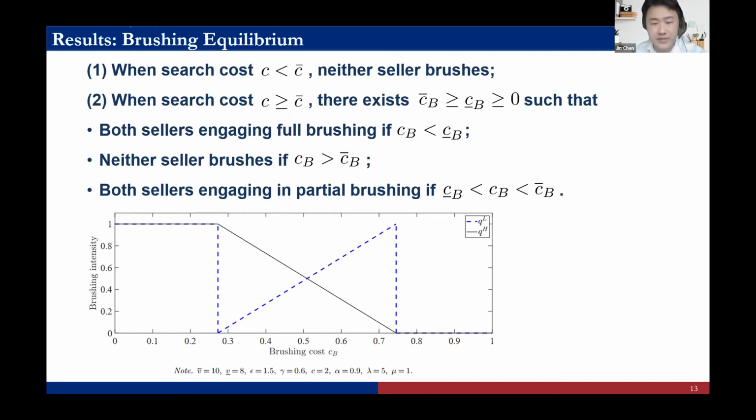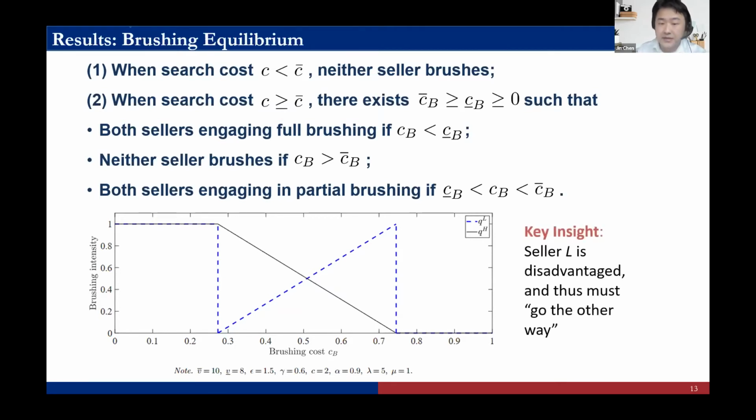Now, as the brushing cost decreases, brushing becomes attractive to both sellers. In that case, anticipating the strategy of the counterparty, and given the fact that the ranking algorithm naturally favors seller H, seller L will realize that this arms race is not worthwhile, which deters seller L from brushing aggressively. So the key insight here is that the popularity disadvantage of seller L compels it to go the other way by acting strategically. Seller L marches ahead with brushing when doing so is expensive, but backs off on brushing when doing so is cheap.